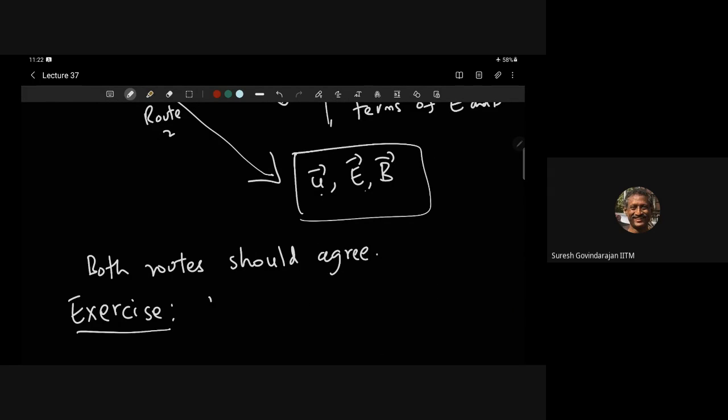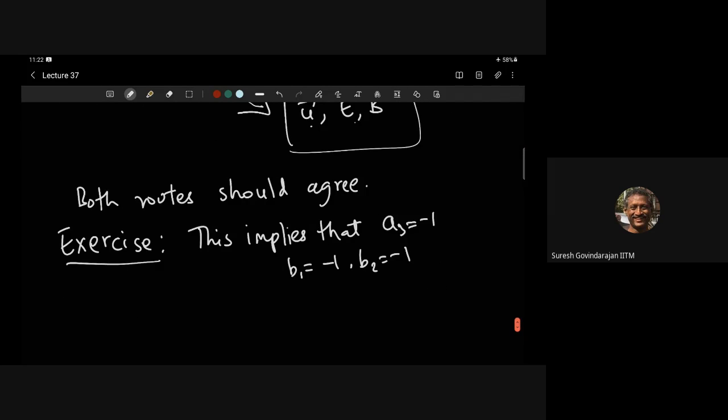This implies that we need A3 to be minus 1, B1, sorry, B1 should be minus 1, and there's one more that's also minus 1. So you need all these to be minus 1. Is it clear? I'll rewrite it again.